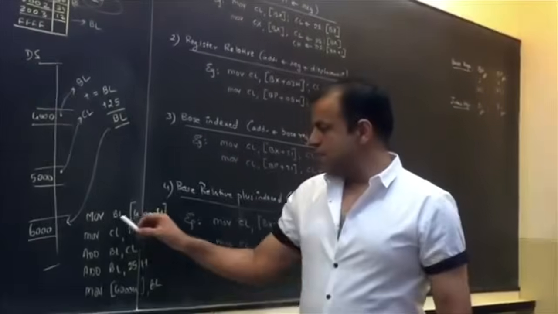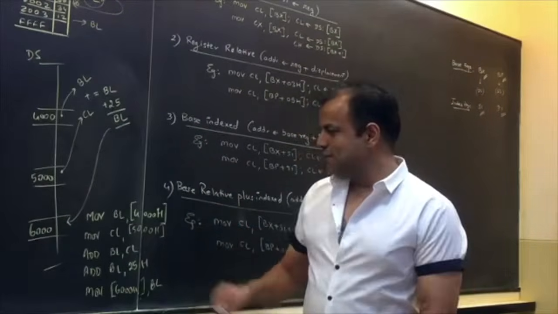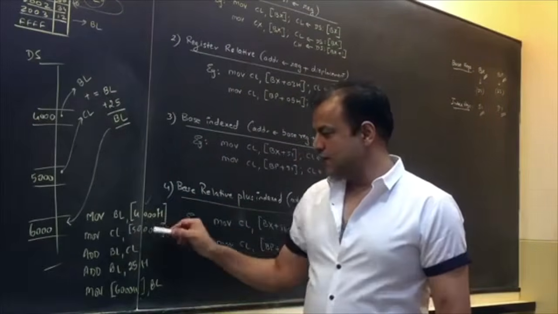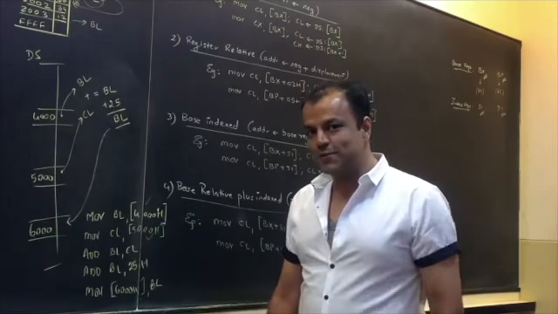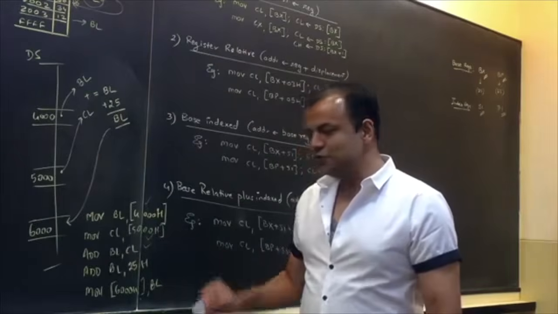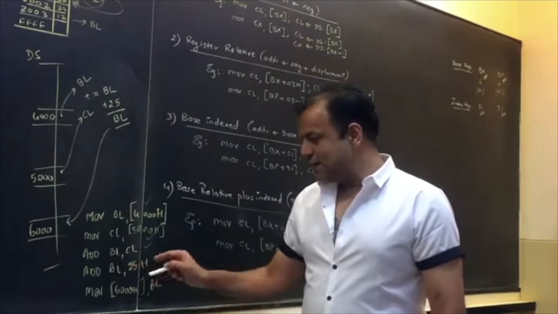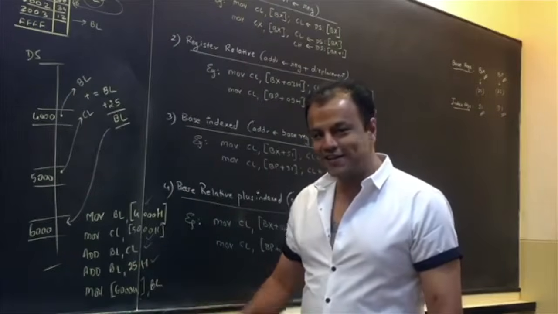Come on. Move BL comma square bracket 4000. Which addressing mode is this? Direct, because you're given the address. Move CL comma 5000. Again direct. Add BL comma CL. This is which addressing mode? Register, because you're using two registers. Add BL comma 25. This is which addressing mode? This is immediate because the data is there in the instruction.